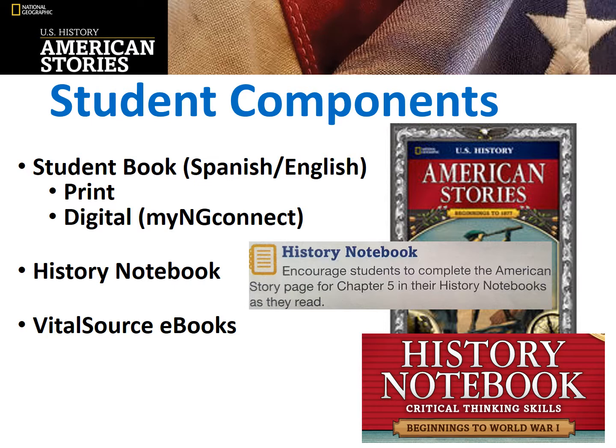The student program components include the student book, which is available in both print and digital, and in Spanish and English editions. A Vital Source ebook is available for purchase, which allows the text to be downloaded, which can be read digitally with no internet connection. The History Notebook is available in print and digital, and the Teacher's Edition will prompt you when to incorporate the activities in the History Notebook.